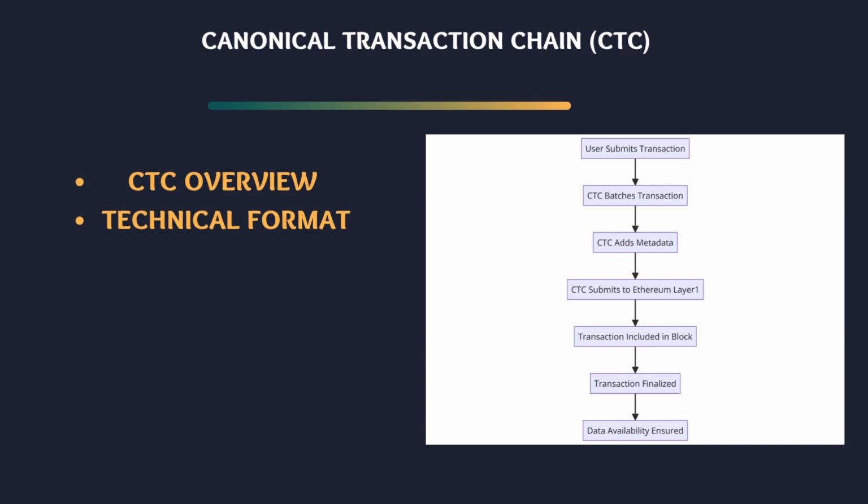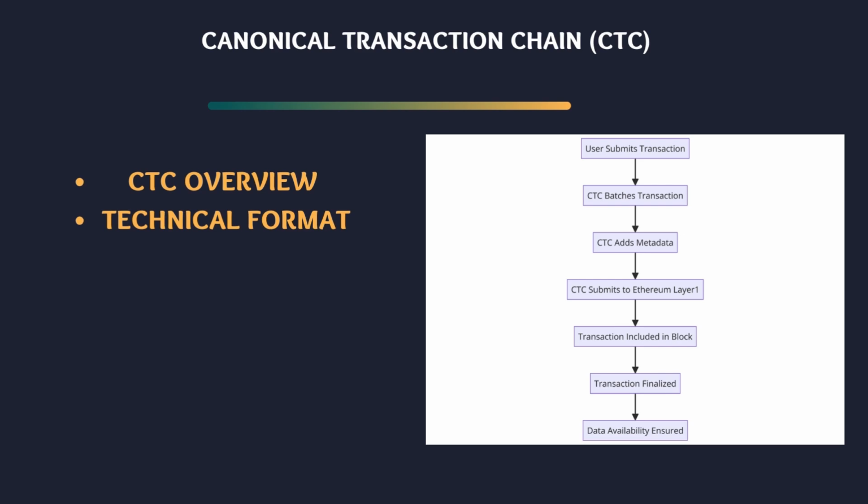4. After adding the metadata, the CTC submits the batch of transactions to the Ethereum Layer 1. This step is critical as it leverages the security and decentralization of the Ethereum main chain to secure the transactions. 5. The submitted batch is then included in an Ethereum block. This inclusion signifies that the transactions have been recognized by the Ethereum network and are part of its immutable ledger.